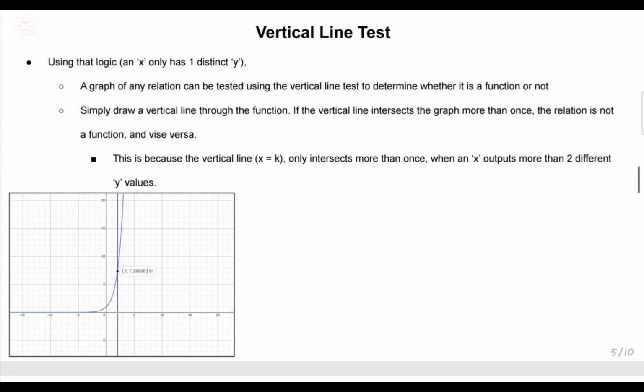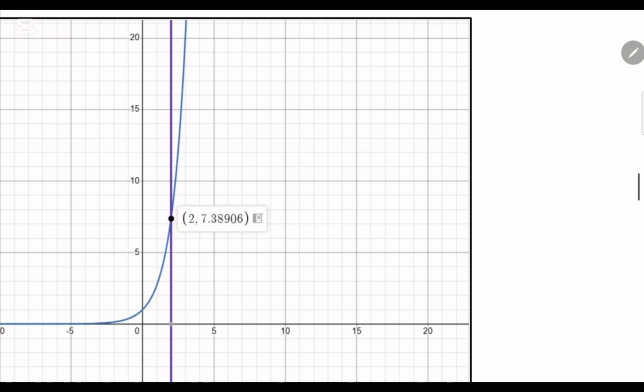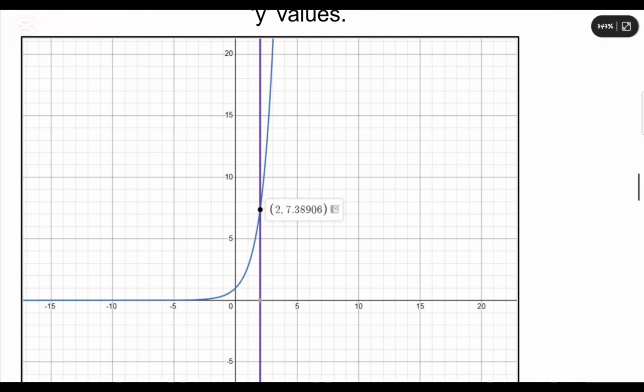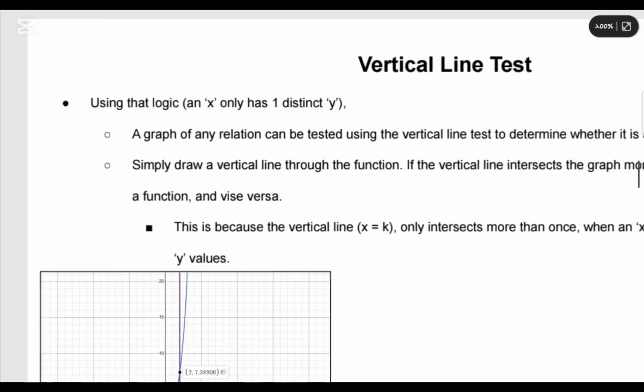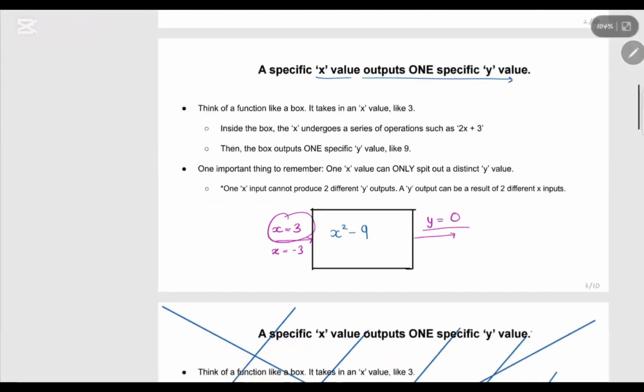Let's go through the vertical line test. A vertical line test is essentially when you have a graph of a relation, like the blue one here, and you have a vertical line drawn. What we want to get here is that if this vertical line cuts through the graph, intersects with the graph more than once, then it is not a function. But if the vertical line only intersects once with the graph, then it is a function. Because as we go back to the idea earlier, an x value can only generate one y value.